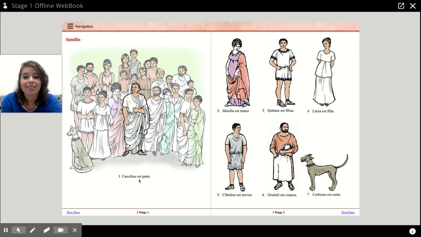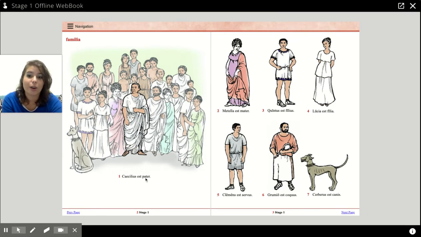Caecilius est pater. Again, pause it after I say the sentence, practice saying it yourself, and then we're going to translate. So as I said, this is a capital letter here, so Caecilius is a name. This is the name of this lovely gentleman here. Est, we learned in our vocabulary, is our verb is, and pater was also in our vocabulary. It's our Latin word for father. So how we translate this is Caecilius is the father.